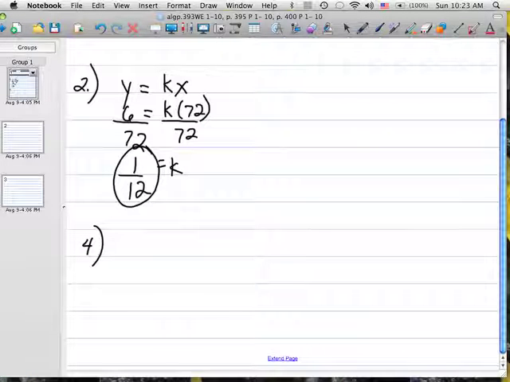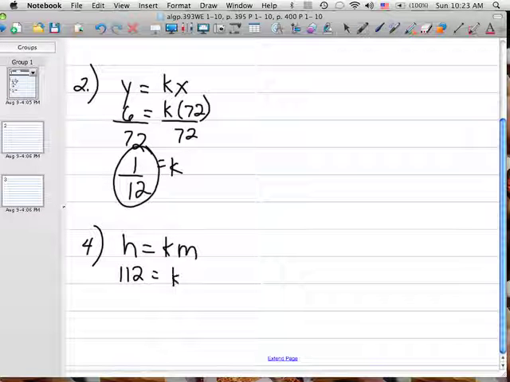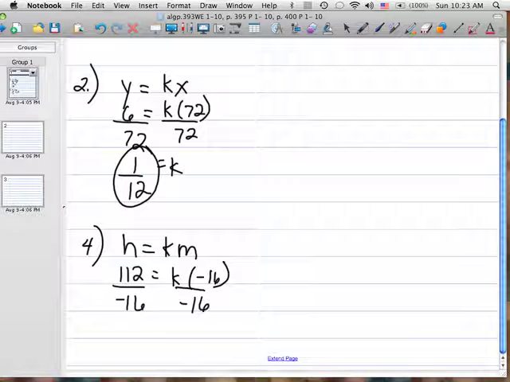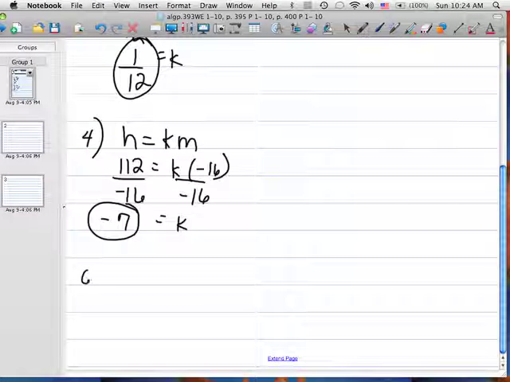Problem number 4. H varies directly, so H equals k times m. H is 112 when m is -16. So we're going to divide both sides by -16. A positive divided by a negative is negative, and it goes in evenly, 7. So our constant of proportionality is -7.